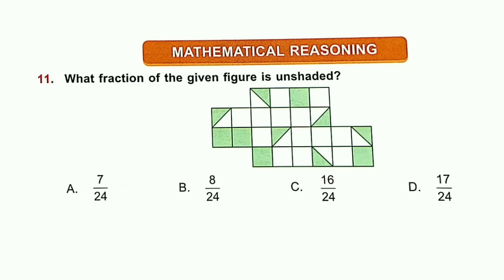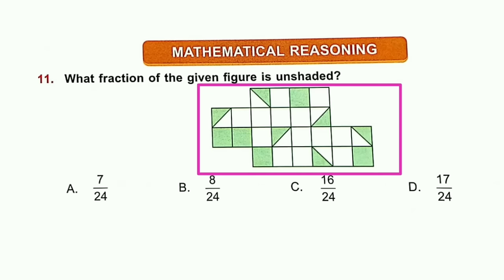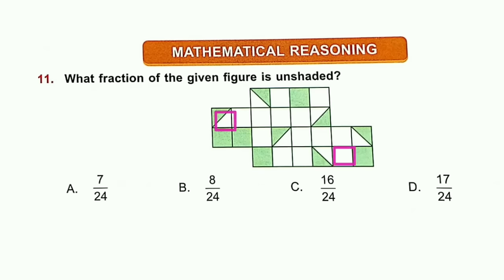Mathematical reasoning. Question number 11. What fraction of the given figure is unshaded? This is the given figure. The figure is made up of squares. Total number of squares, 24. Out of 24 squares, 5 complete squares are shaded.